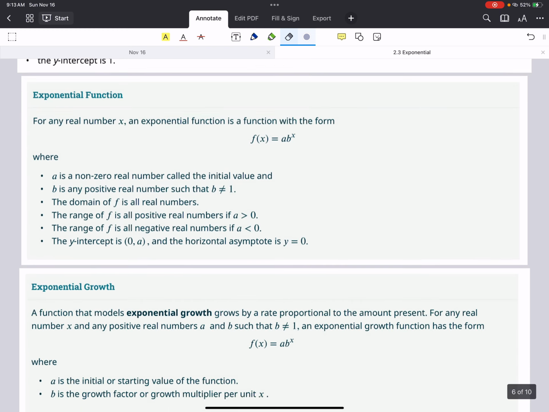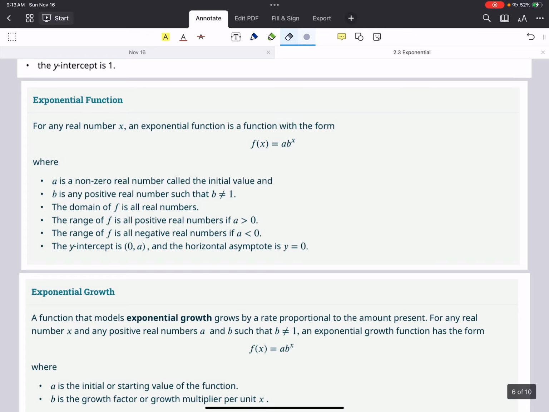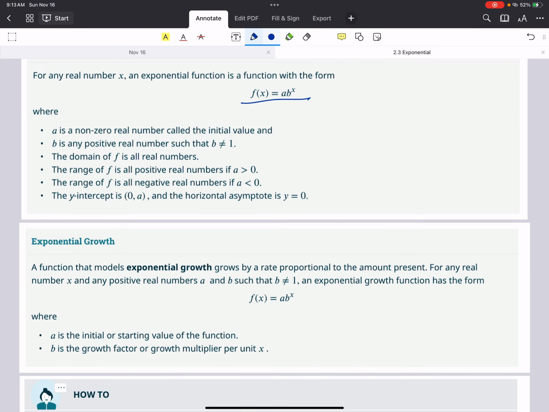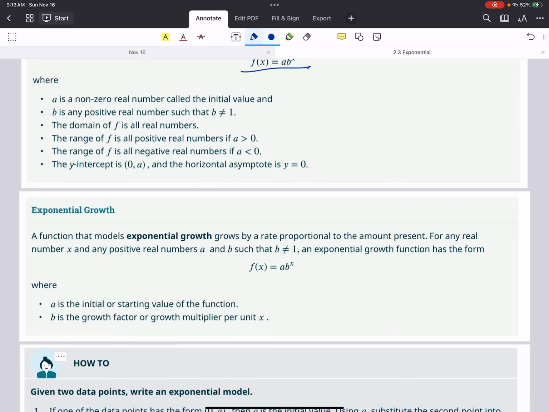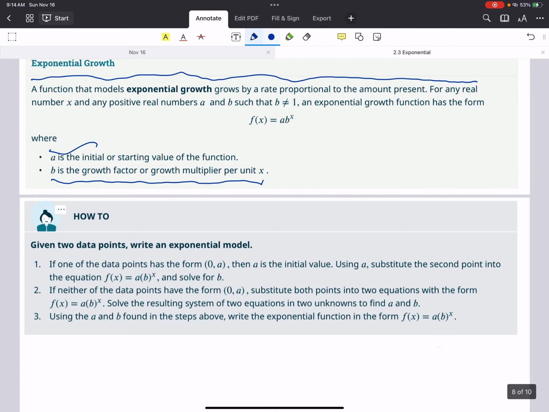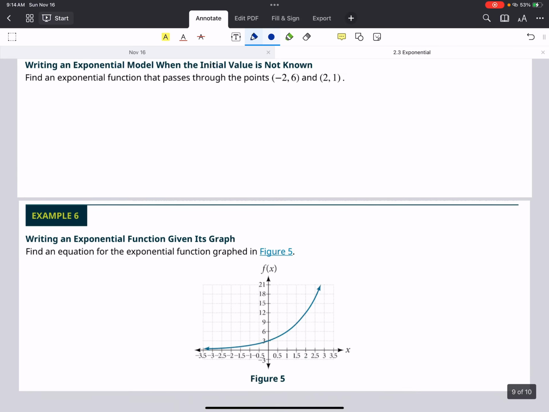Moving on to the exponential function, which we just took. We're good on this. We can keep on moving down. A function that models exponential growth grows by a rate proportional to the amount present. And yeah, we mentioned that A is the initial value, B is the growth factor or growth multiplier per unit x, if it has a growth factor. Okay, now this is the important part.